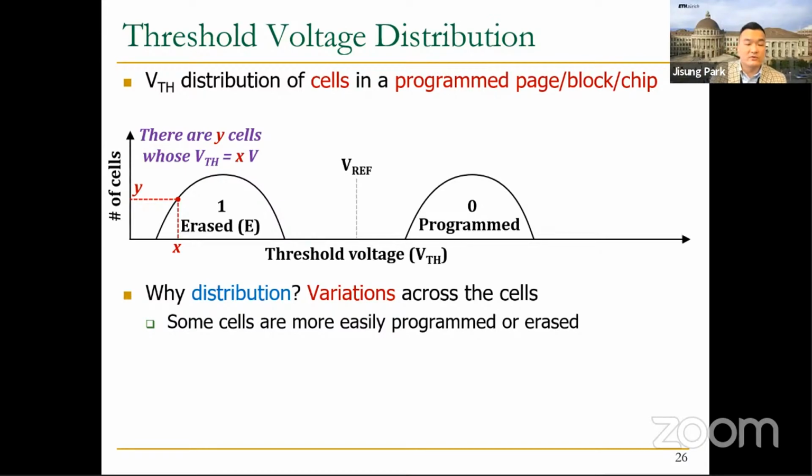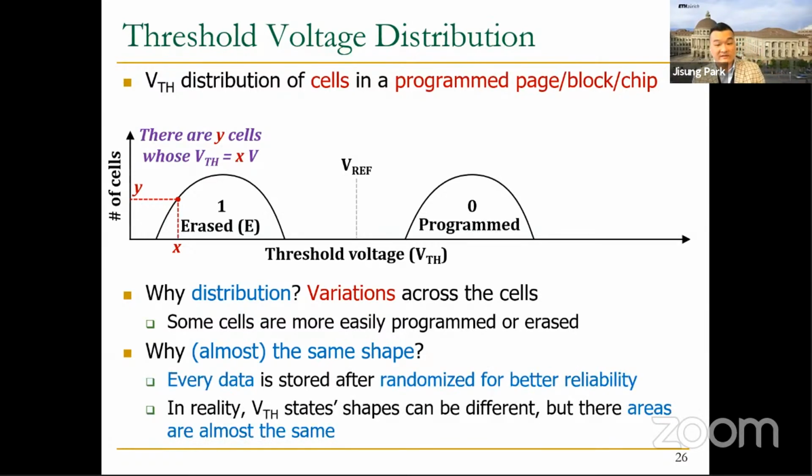Okay, and you may notice also that the two threshold voltage states show almost the same shape, but they should be different unless we write perfectly random data to the page or block, right? Because this is a distribution. And the reason is that, as we discussed in previous slides, every data needs to be stored after randomization for better reliability. I think we can discuss this in more detail since we now know the organization of NAND flash memory. In fact, there are many reasons why we should randomize every data stored in NAND flash memory, but let me explain it with the most intuitive example, I believe.